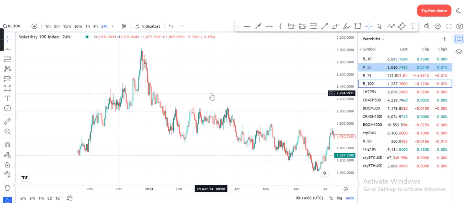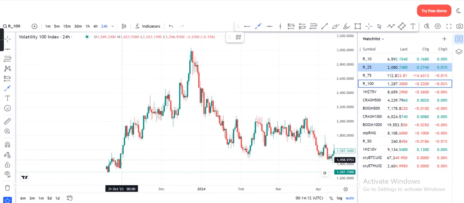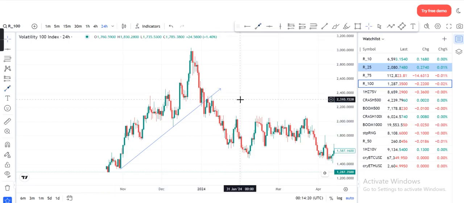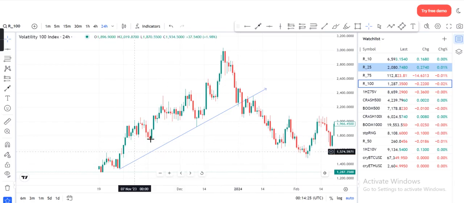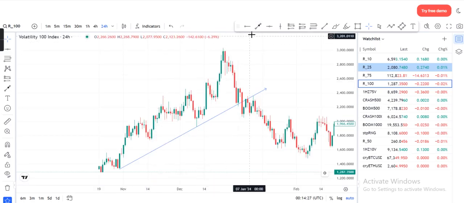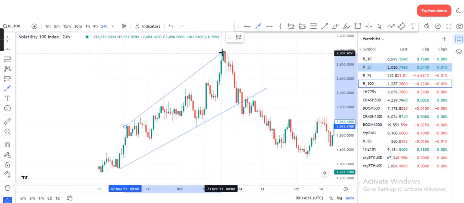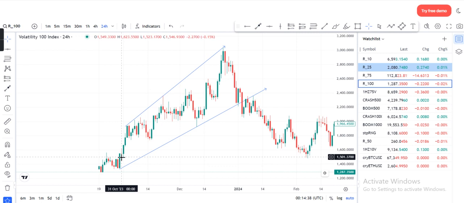Now on this particular pair, we can clearly see that during 2023, we had markets rallying to the upside. And then we can clearly see also at this point, we had the market rally to the upside here. So this was an uptrend. At this point, one will be looking for more buys.